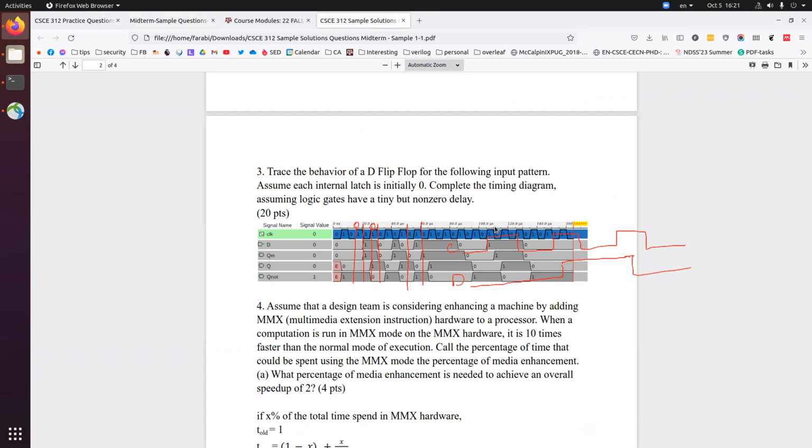You're welcome. So we'll move on to the next part. If you have any other questions about timing diagram, please feel free to ask. If not, we'll move to the next question.